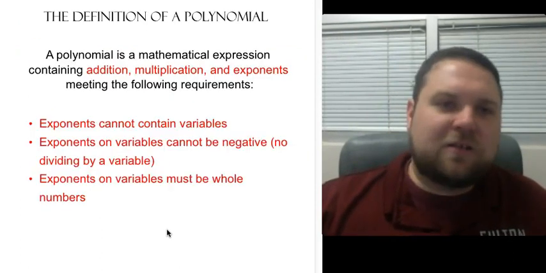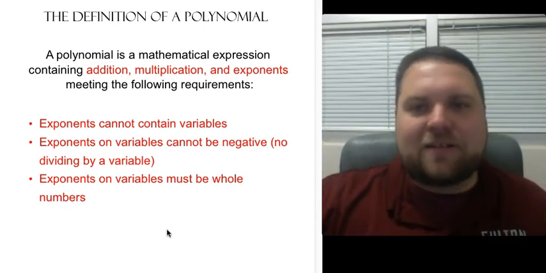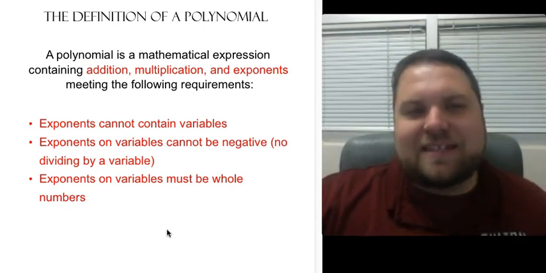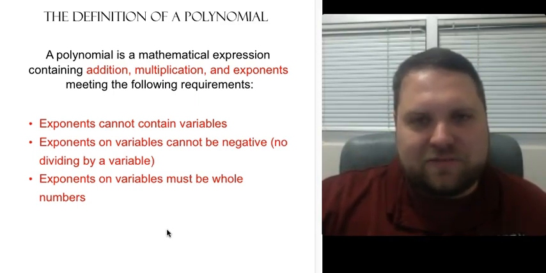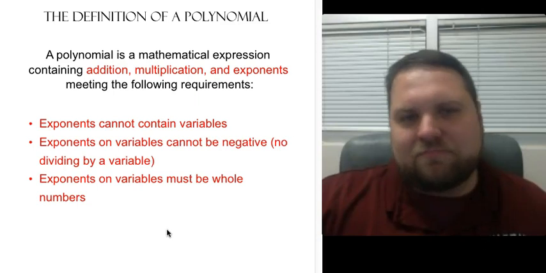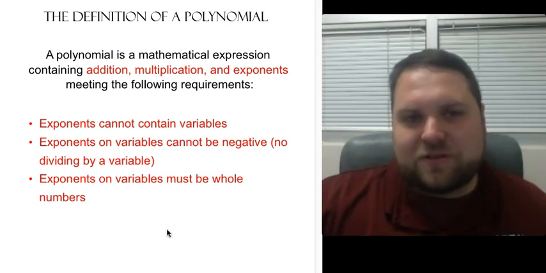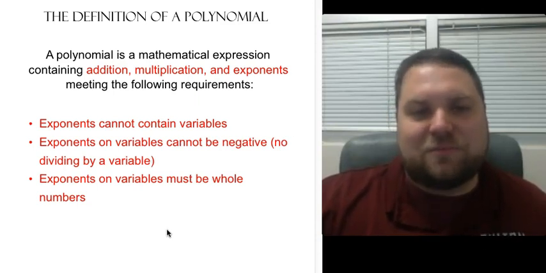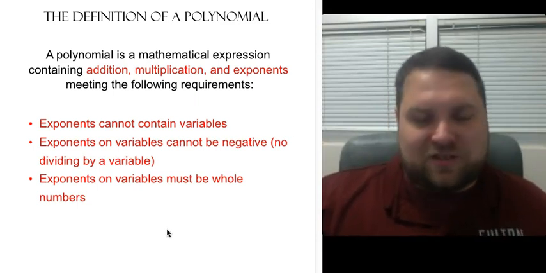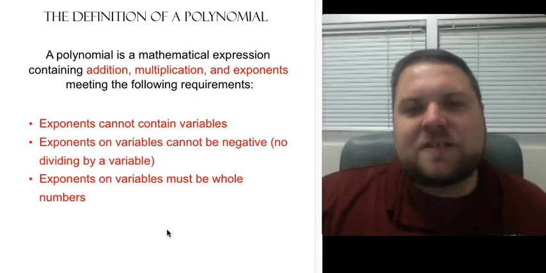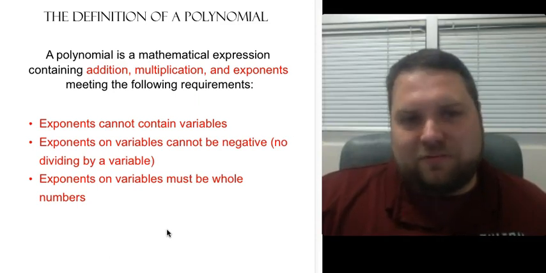If we're talking polynomial, we're talking about a mathematical expression that contains addition, multiplication, and exponentiation. So it's not going to have anything else other than those three. Subtraction and division, of course, are just considered subsets of addition and multiplication. So I guess you could say addition, subtraction, multiplication, division, and exponents. But it also has to meet the following requirements.